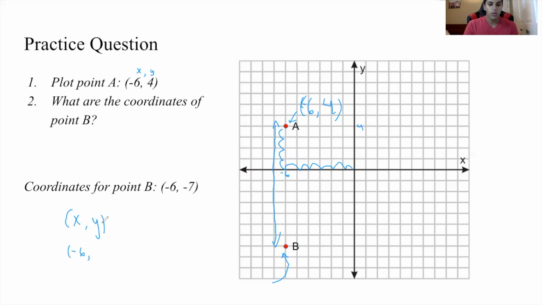And then for our y value, if we count how far down it is, because remember, down is the negative direction, we get -1, -2, -3, -4, -5, -6, -7. So -7, and that is our y value, which means that the coordinates for point B would be (-6, -7).